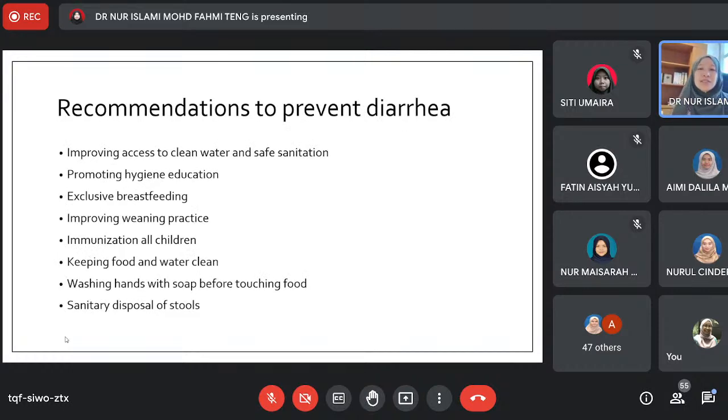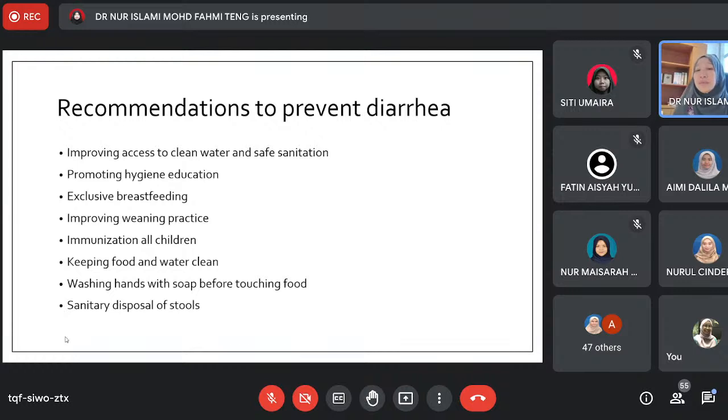So what is the recommendation to prevent diarrhea generally, for the community or for general patients? We improve access to clean water and safe sanitation. We know that clean water is really related to our GI system. We promote hygiene education. How to keep hands clean, before eating we must be clean. Regardless of whether after work, people always say if you want to eat, bathe first, clean your body.